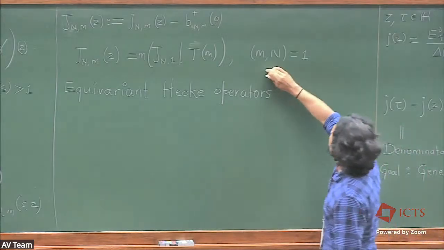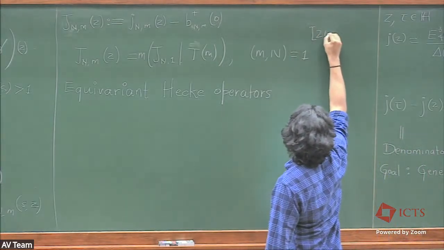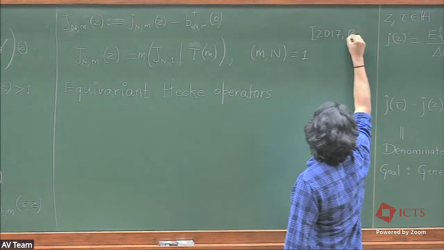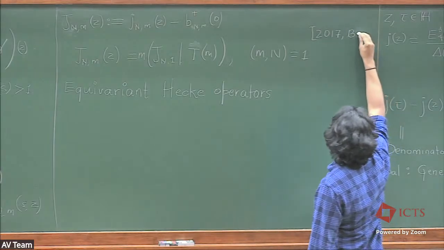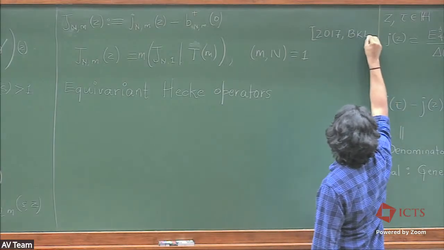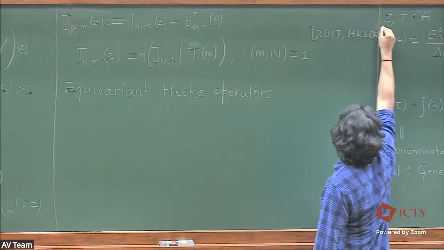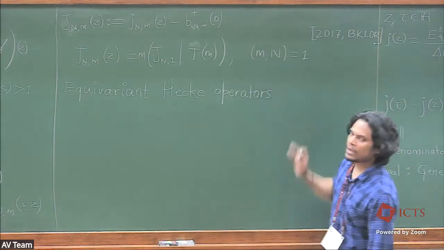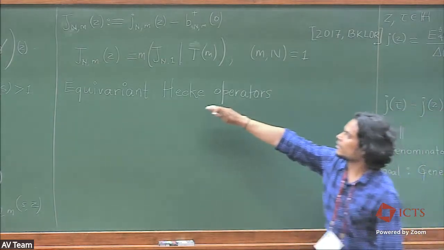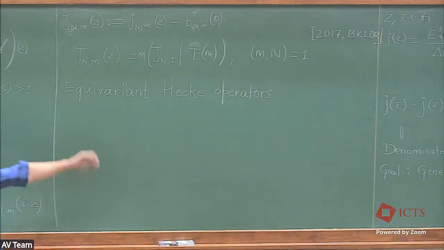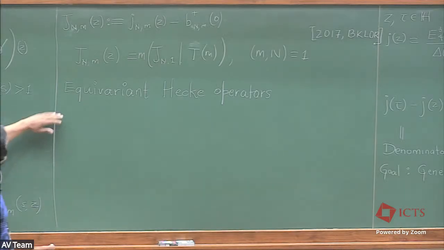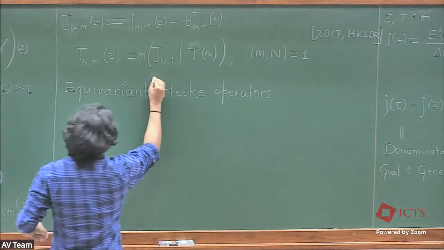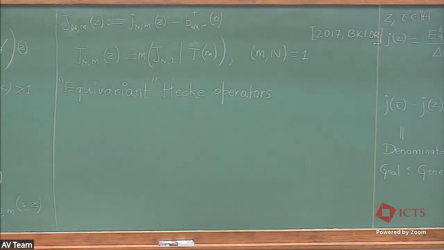This result is from 2017 by Brinkman, Kane, Lobrick, Ono, and Roland for co-prime m and n. So we are trying to generalize that using equivariant Hecke operators. If I get time at the end, then I'll explain what is equivariance here. For now, let me just define it.